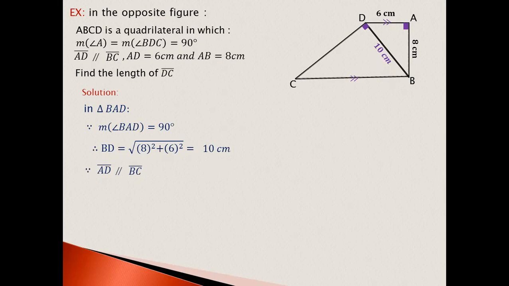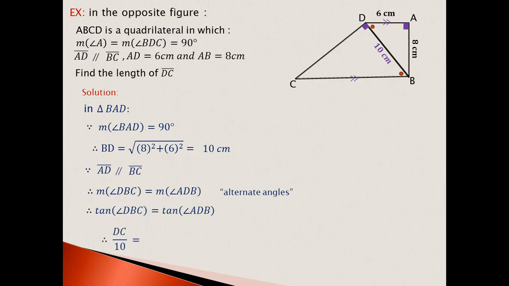And since AD parallel to BC, that means measure of angle DBC equals measure of angle ADB because they are alternate angles. That means we can say that the tangent of the angle DBC equals the tangent of the angle ADB. So we know that the tangent of the angle equals the ratio between the opposite side of this angle and the adjacent side of this angle. And the opposite side of the angle DBC is DC, and we don't have its length. And the adjacent side of the angle DBC is 10 centimeter.